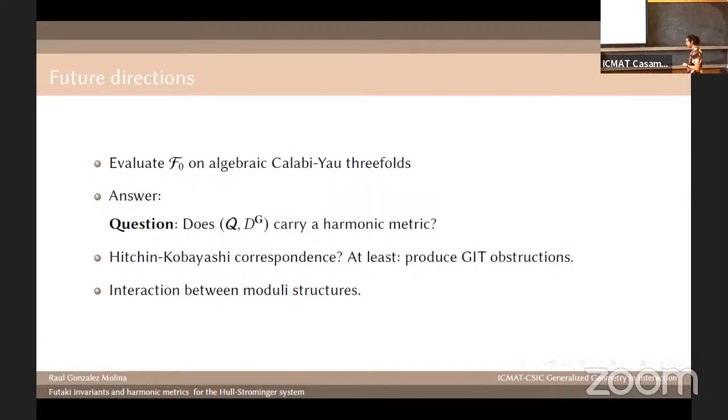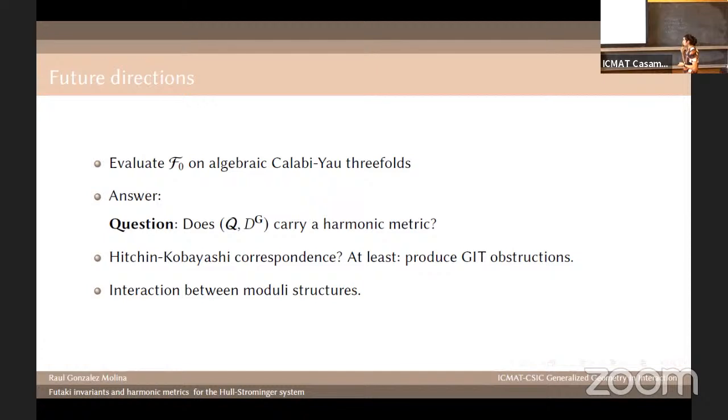We have evaluated the Futaki invariant, but our best results up to now are in homogeneous geometries. Of course, we want to apply it to the Reid's program. So the next thing to do is to evaluate it on an algebraic Calabi-Yau threefold, so the real thing. Of course, our results in the Hitchin-Kobayashi program ask for a harmonic metric. We still don't know if this is the case. So we have to get some theoretical results that assure that a holomorphic Courant algebroid carries a harmonic metric. It supports a solution to the Hull-Strominger system.